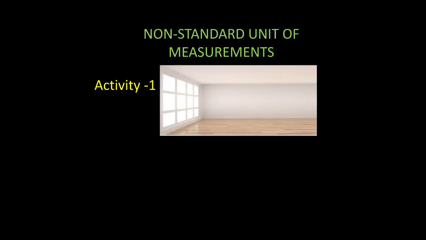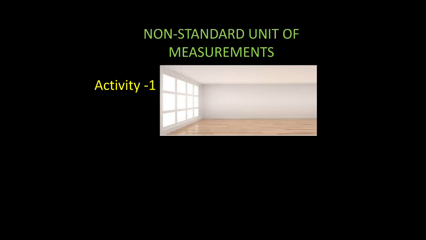Now let us see here. This is activity number 1 from your book that is given on page number 97. Just open it up and check out, there is a table given for the same activity on page number 98. Look at the picture of the classroom.